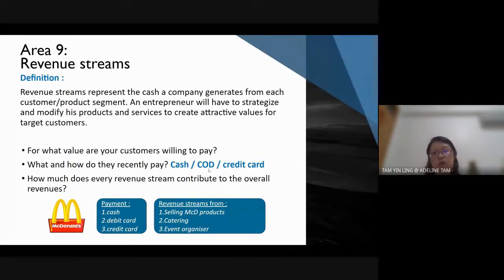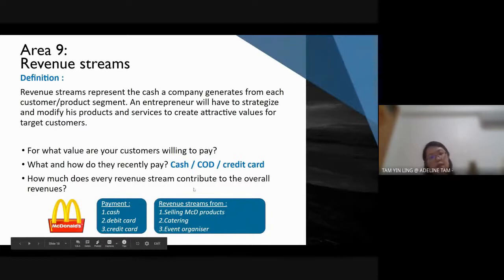E-wallet, cash on delivery, credit card, and so on. And how much does every revenue stream contribute to the overall revenue? So in another word, how do you get the money? For example, you're selling the products, you get the return, the sales revenue from selling the products.